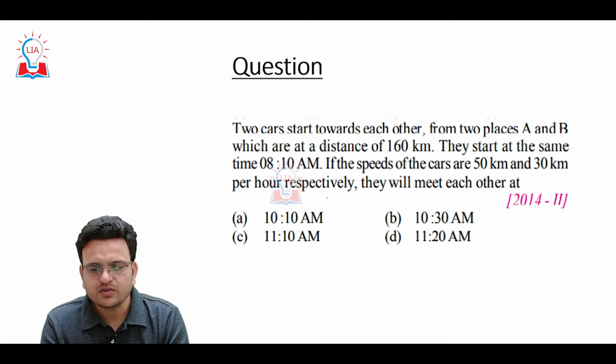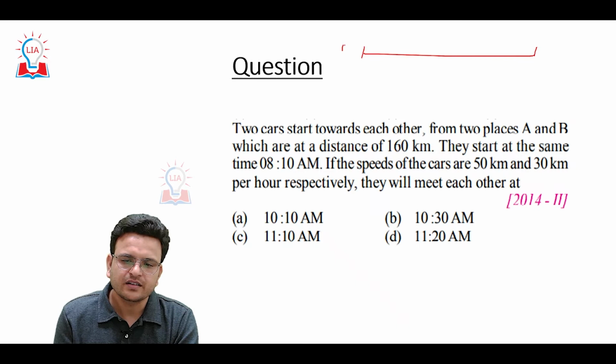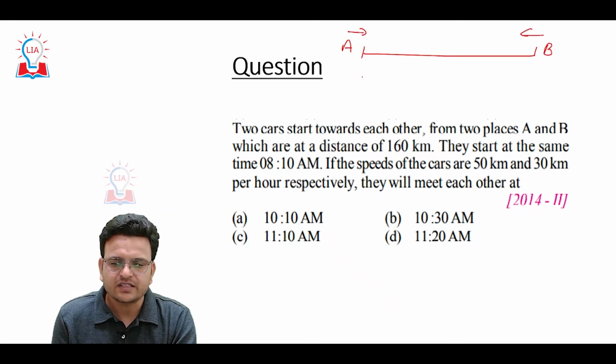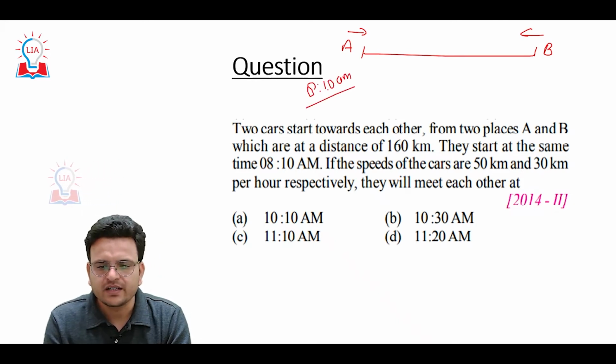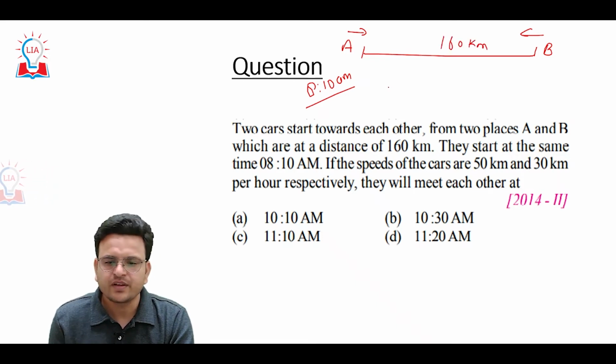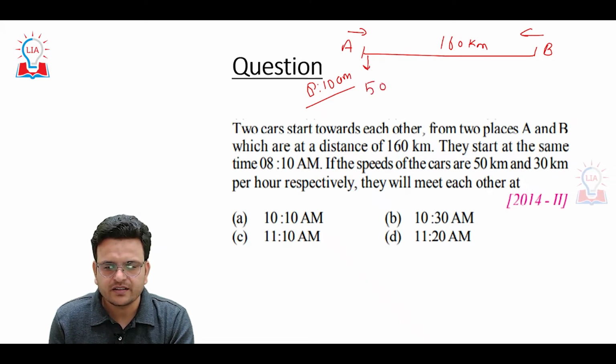Two cars started toward each other from two places A and B, which are at a distance of 160 km. Two cars A and B are moving toward each other. They have started at 8 a.m. Okay, the distance between both the cars is 160 km. Speed, the first car is 50 km per hour and the second car is 30 km per hour.